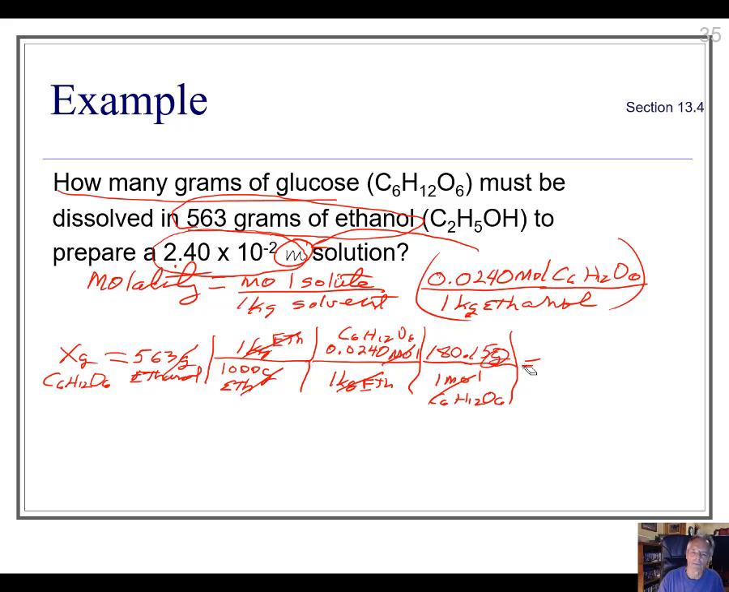It's late. I'm tired. And so when we work all that out, we've got 563 times 1 divided by 1,000 times 0.0240 divided by 1 times 180.15. Okay, and that gives me 2.43 grams to 3 sig figs. 2.43 grams of C6H12O6.